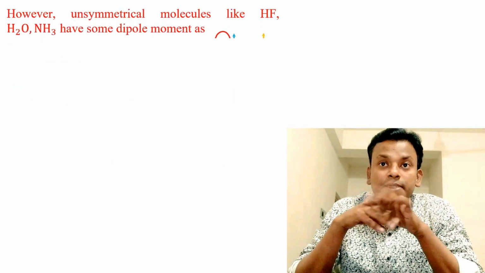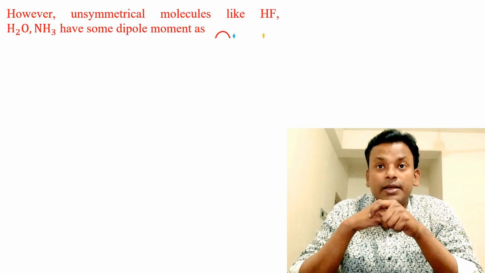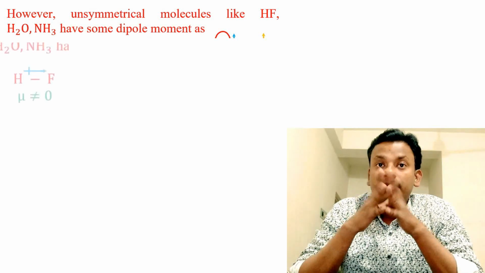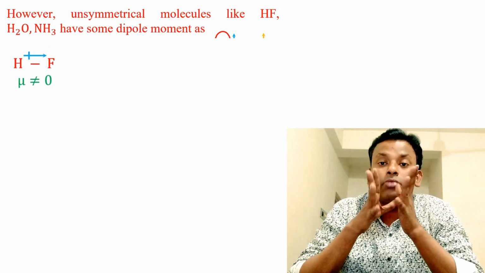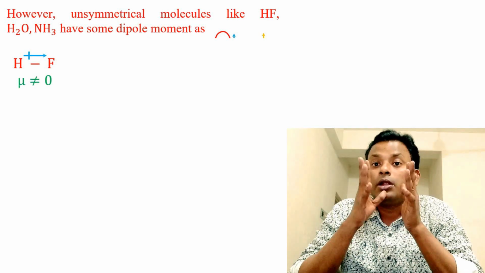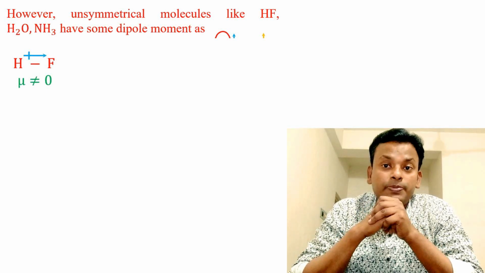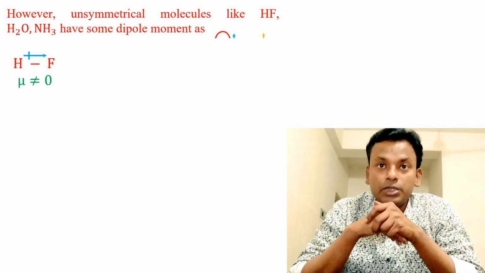However, unsymmetrical molecules like HF, H2O, NH3 have some dipole moment, as the first one, HF. Hydrogen is positive, fluorine is negative, so dipole moment indicates positive towards the negative. So here some dipole moment is present, that is mu not equal to 0.